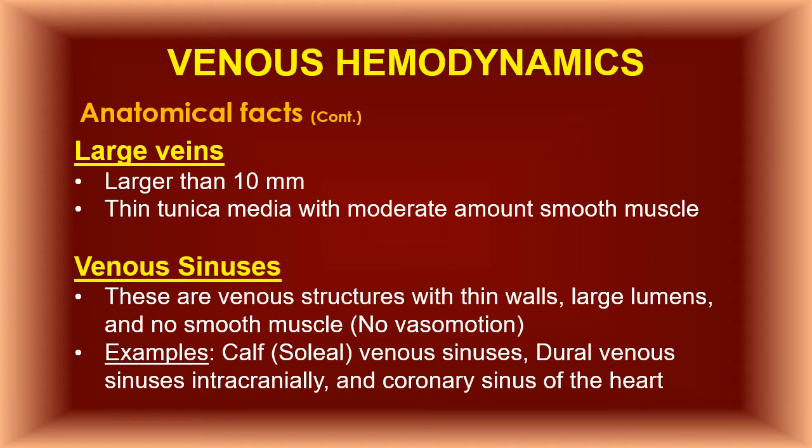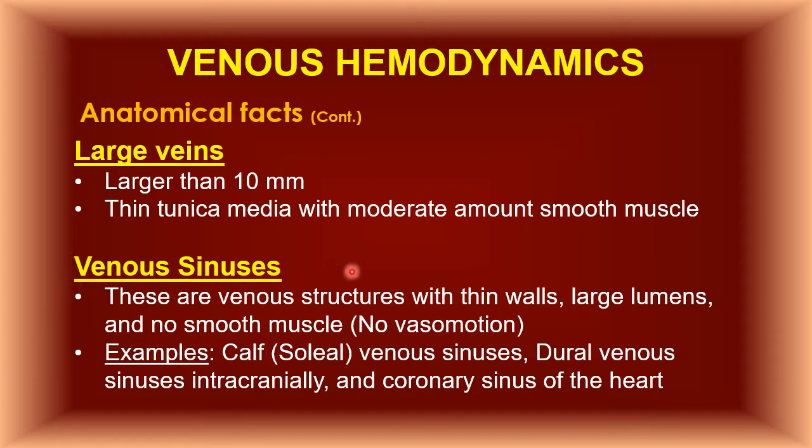And then we have large veins, which are 10 millimeters or higher, for example the IVC or the superior vena cava. 10 millimeters means 1 centimeter or higher. Of course, we know that the IVC is around 2 centimeters, right? They have a thin tunica media, so there is some tunica media muscle layer, but it's not that much. So it has a moderate amount of smooth muscle.